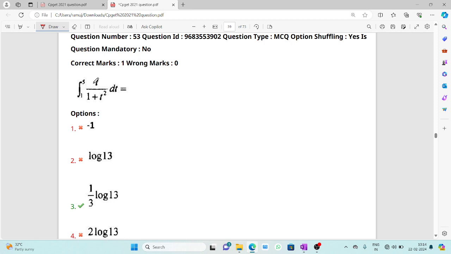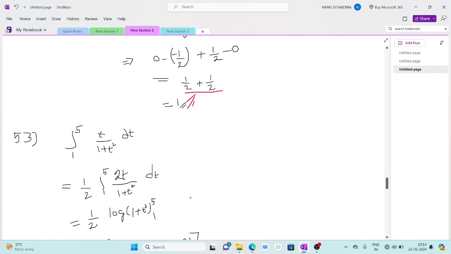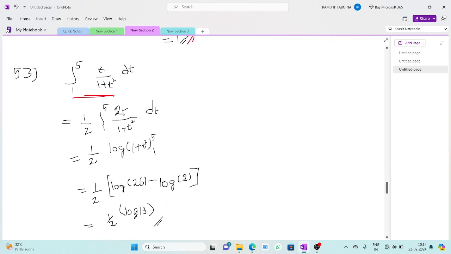The 53rd question is the integration from 1 to 5 of t divided by 1 plus t square dt. This is also a basic calculus question. So this is the question he mentioned here. What I did was substitute the limits here.